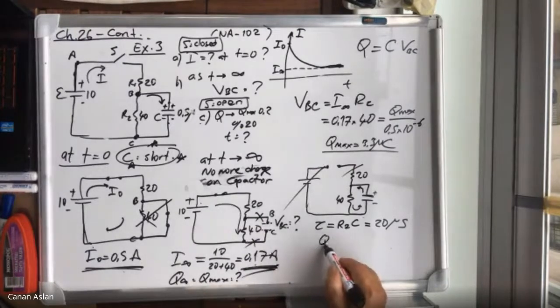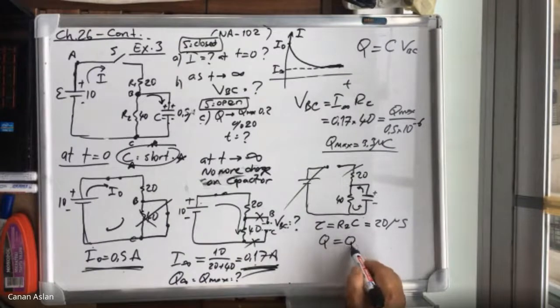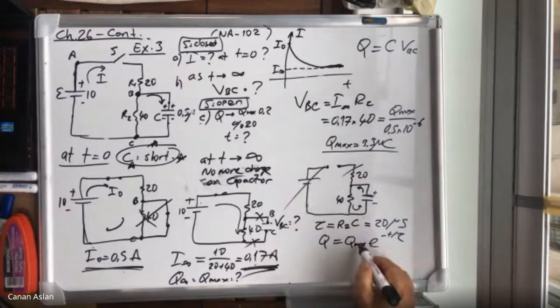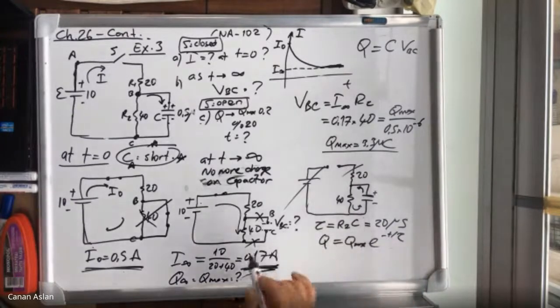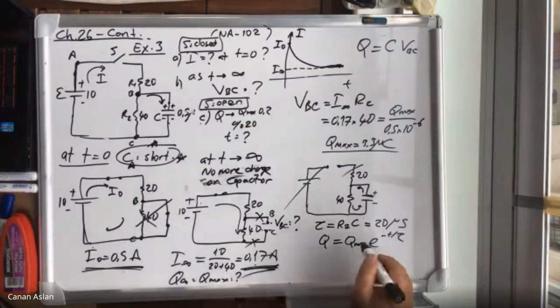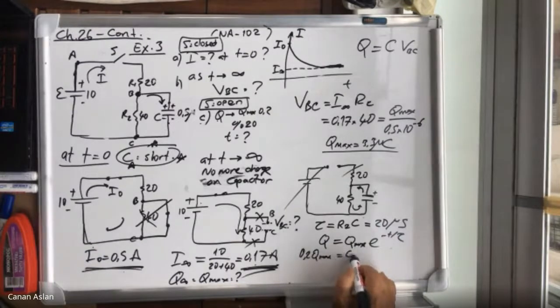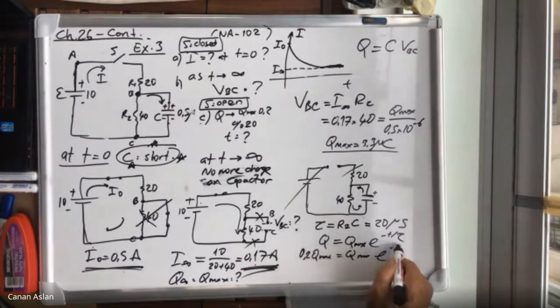Remember that Q is now starting from Q max, the maximum value, and goes as e to the minus t over tau, so it drops exponentially in this case. The initial Q value is Q max. So the final value for the previous case is now our initial value. It's not Q0 but Q max. Now it says that if this is 0.2 Q max, what is the time? Minus t star divided by tau, which is 20.